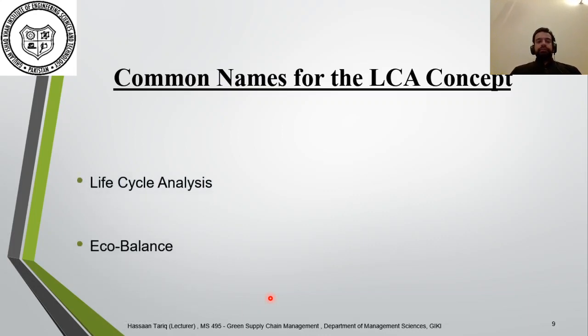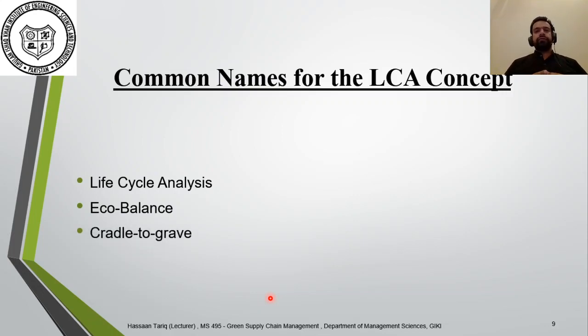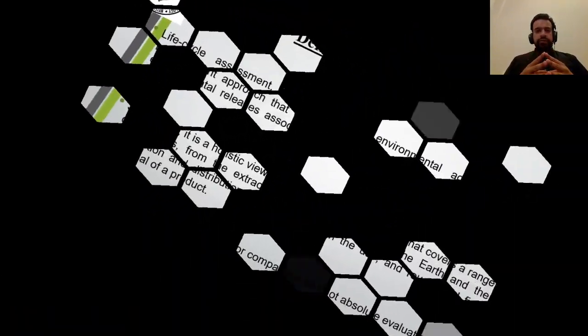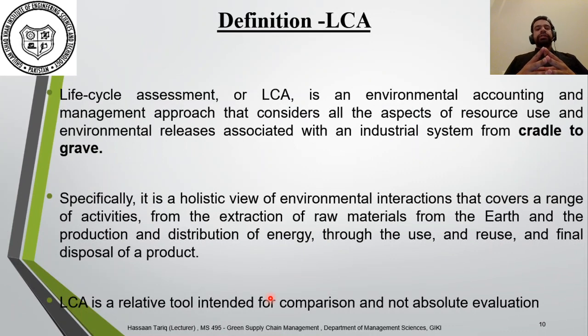So starting the lecture, first things first, LCA has many names across the globe. The first one is life cycle assessment, as we are calling it. A few countries call it life cycle analysis. Similarly, a few countries call it eco-balance, and a few countries call it cradle to grave. So the first part is, let's talk about the definition of an LCA. LCA is basically an environmental accounting and management approach that considers all aspects of resource use and environmental releases associated with an industrial system from cradle to grave.